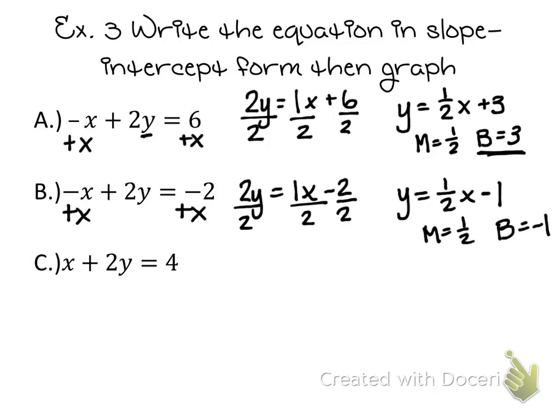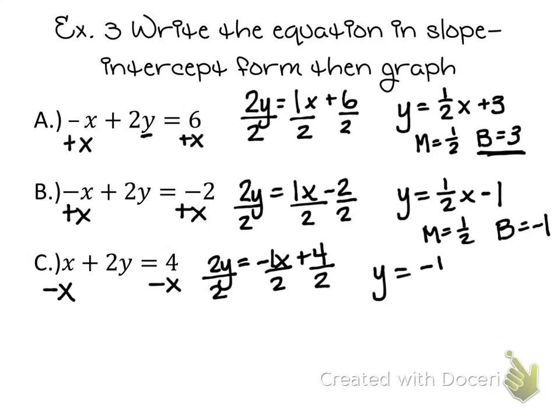Okay, and lastly, I'm going to subtract x this time first. And then I've got 2y is equal to -1x, I'm sorry, plus 4. Then I divide by 2 everywhere. And I get y is equal to -1/2 x plus 2. My m is -1/2, and my b is 2. Again, you want to graph that y-intercept first.